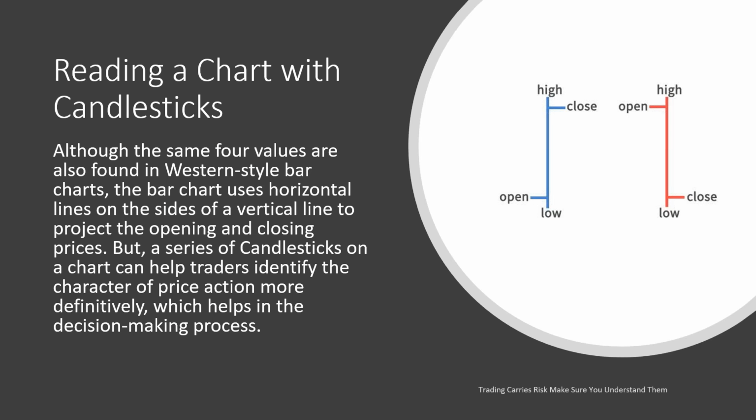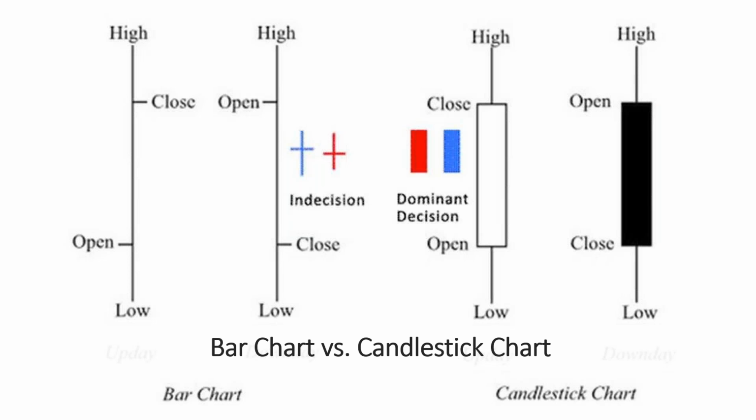Although the same 4 values are also found in the Western style bar chart, the bar chart uses horizontal lines to the sides of the vertical lines to project the open and the close. But a series of candlesticks on the chart will help traders identify the character of price action more definitively, which helps in decision-making capacity. So basically, the bar chart and the candlestick chart contain the same information and are drawn using the same prices.